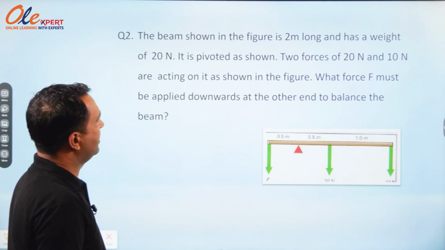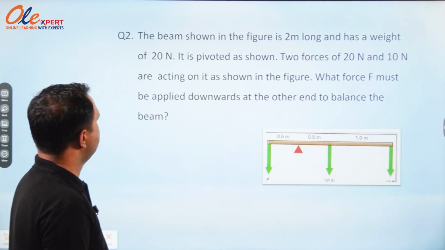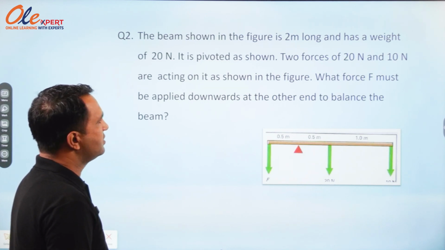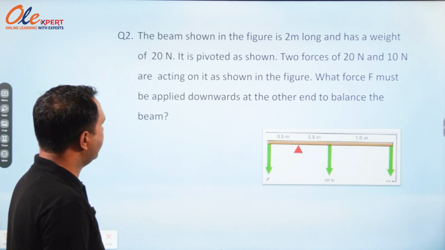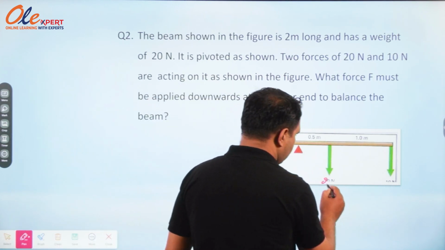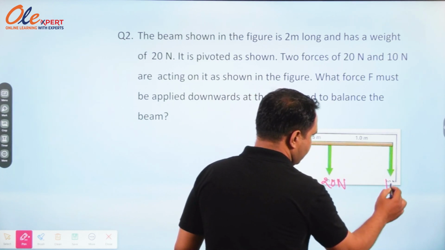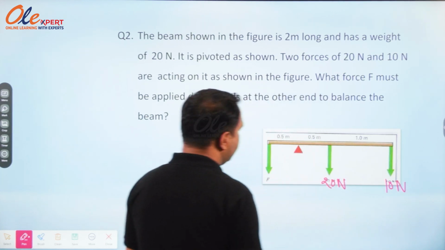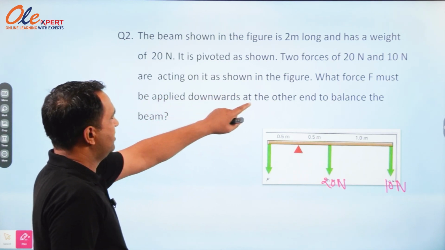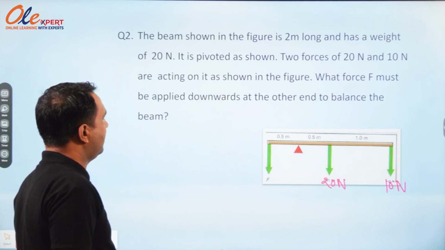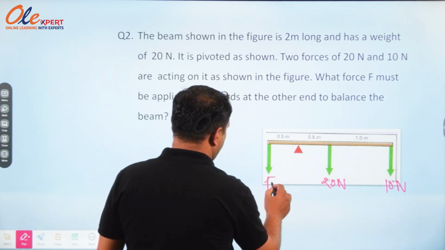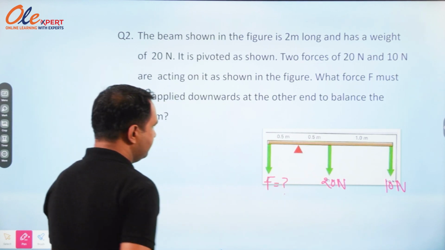The beam shown in the figure is 2 meter long and has a weight of 20 Newton. It is pivoted as shown. Two forces of 20 Newton and 10 Newton are acting on it as shown in the figure. What force F must be applied downwards at the other end to balance the beam? So it is asked what will be the value of this force.